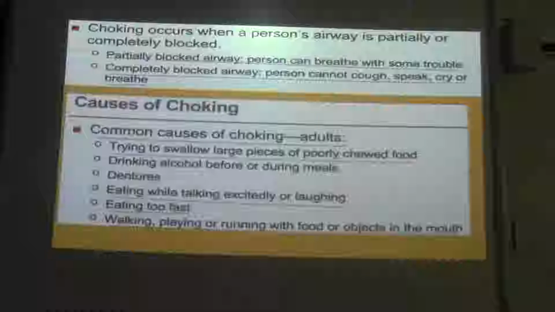And I'm going to teach you modified CPR next for an unconscious choking adult, because it's not like regular CPR. It has a little, we'll call it a tweak, a little tweak to it.